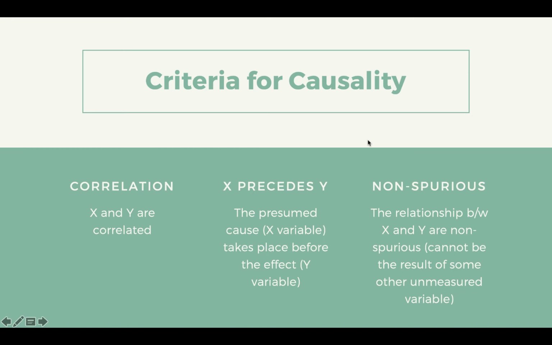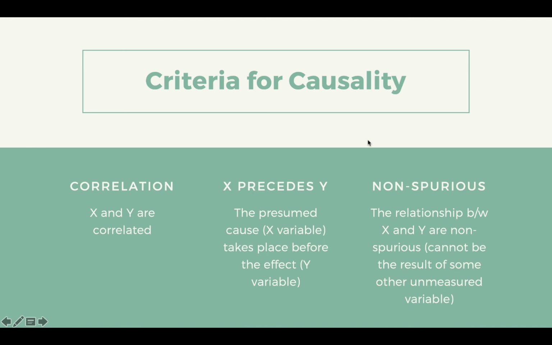Age comes before political orientation. Sex comes before income. People don't choose sex based on their income. However, the reverse is likely more true. And then finally, non-spuriousness. Non-spuriousness means that there's not another third variable that could explain the relationship between X and Y.